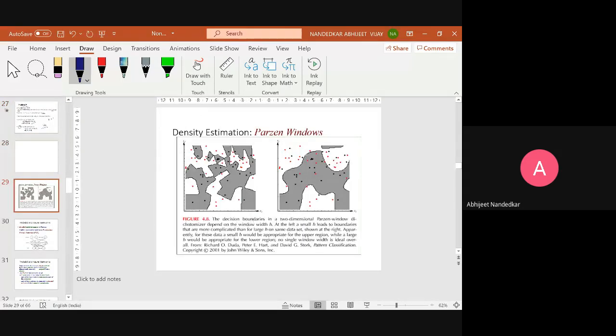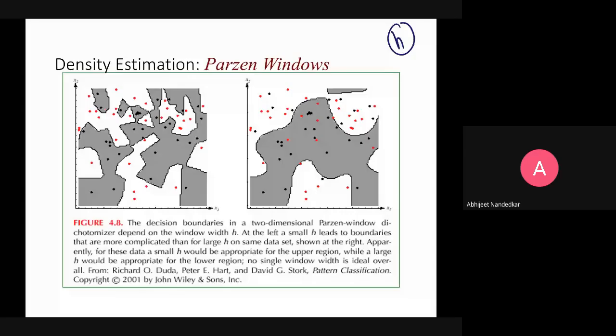Now the effect of Parzen window is totally dependent on the size h. If you take a small size, you will see that finer and finer boundaries are captured for this two class problem. So these reds are say omega 1 and black dots are omega 2, and the decision boundary due to this Parzen window approach is given here. Here h is small, so this is small h and this is big H.